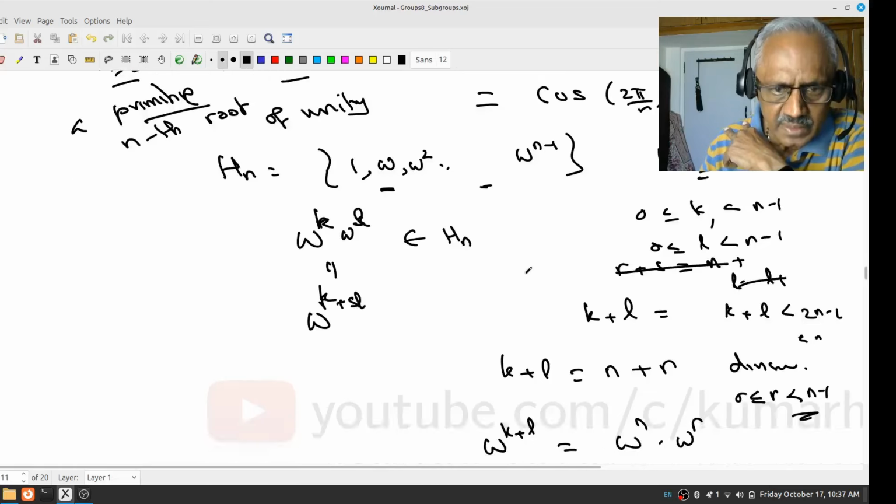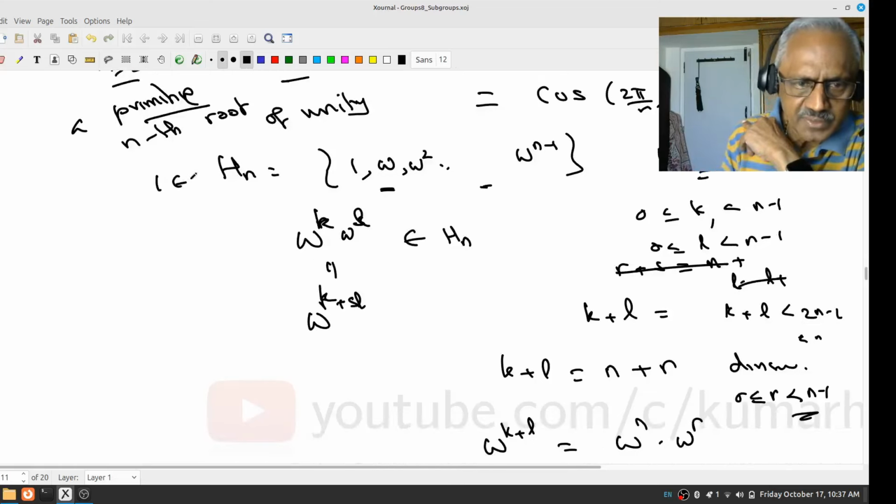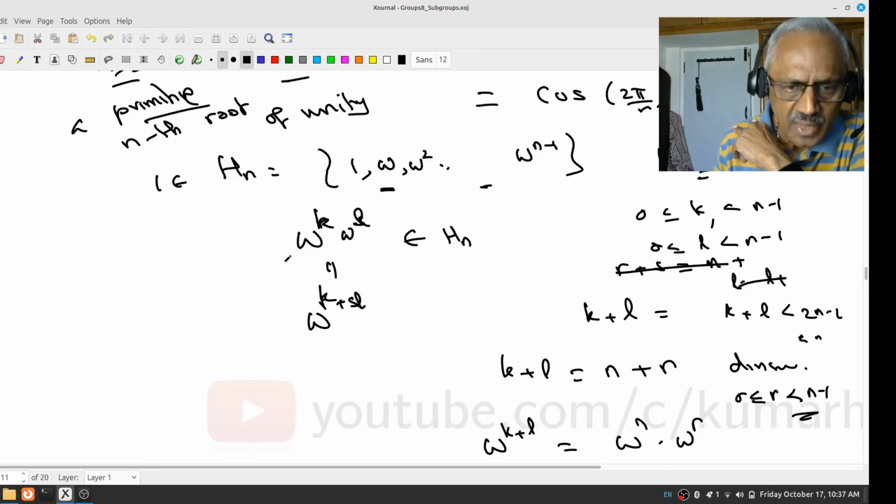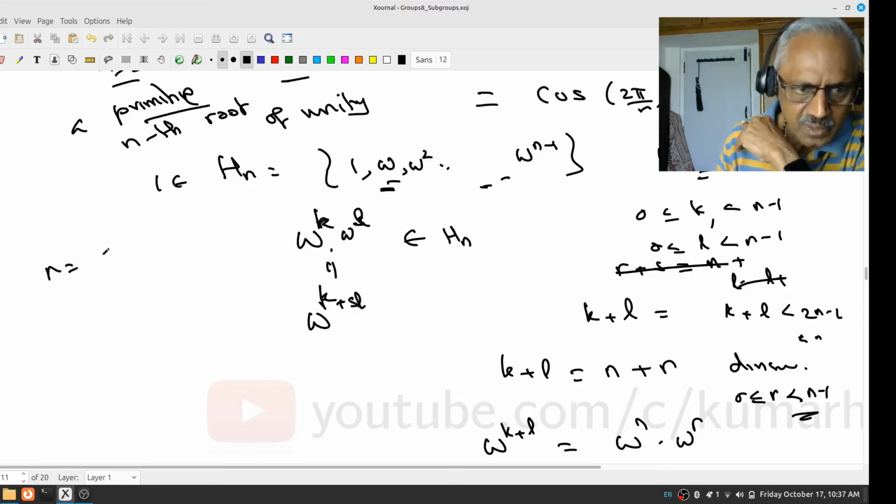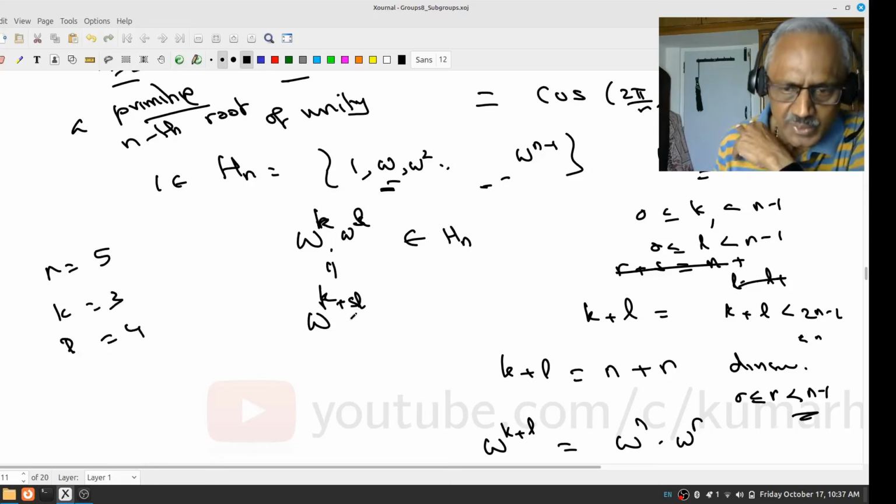Now notice that 1 belongs to this. The next thing I want to show is that the product of two elements from here is again an element of Hn. So take one element omega power k and another one omega power l. Therefore the product is omega power k plus l. But k plus l may overshoot n. It may not be here, right? Suppose n equals 5, k equals 3 and l equals 4, then k plus l will be 7. Then what do I do? I divide it by 5.